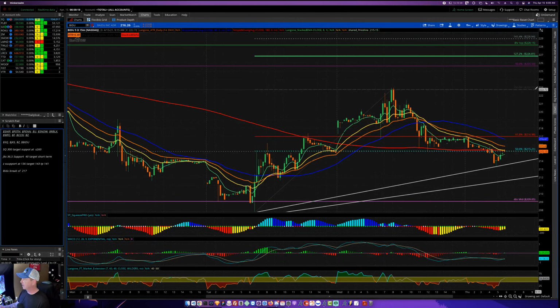short-term target of 222, followed by 225, followed by 228, which is a 4-hour top. So break of 217, target 228, with taking profit at 223, 225.